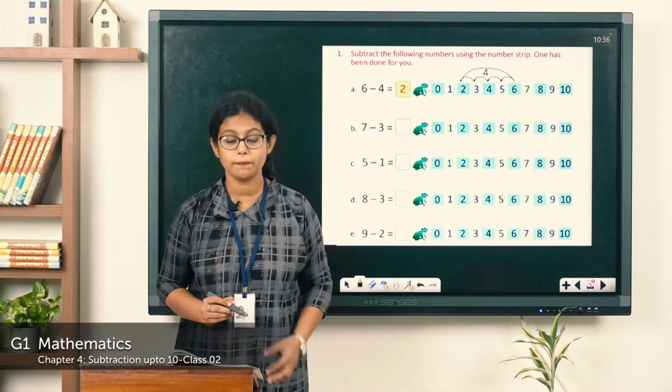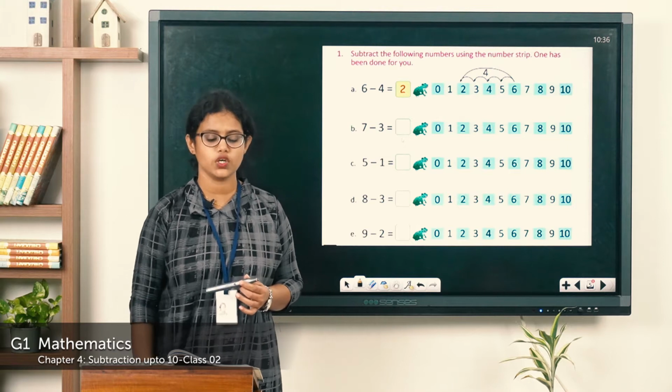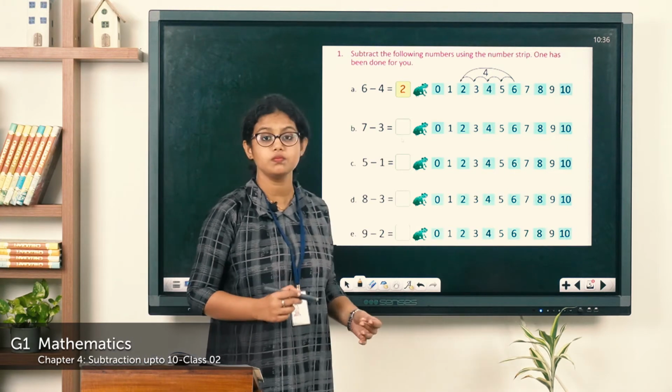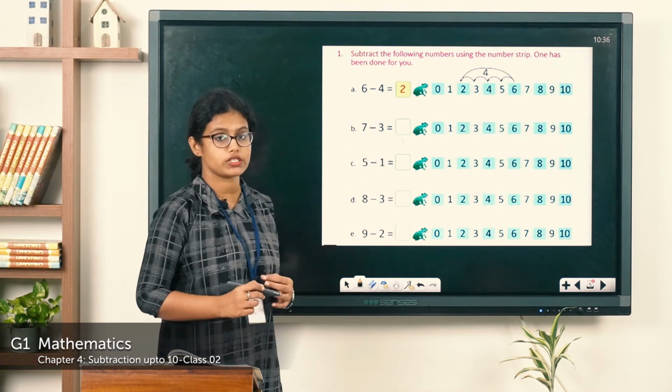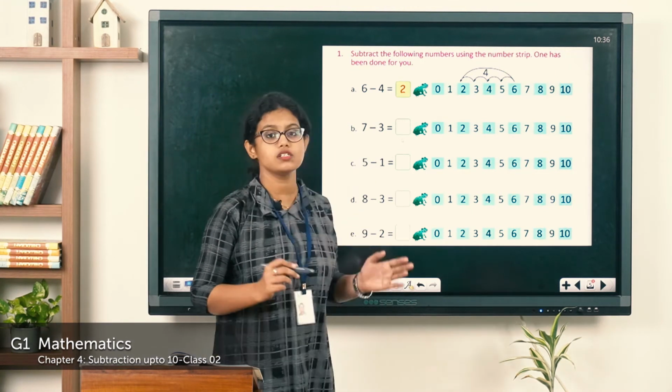Now you can take page number 54 in your textbook, and there are some exercise. So see the second one, B. So what is the question given? 7 minus 3.